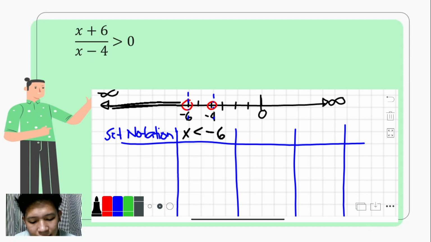And then, after that, let's proceed to our next partition. So, yung next partition natin ay ito po. So, yung in between negative 6 and negative 4. So, ibig sabihin, yung set notation natin, x yung nasa gitna. So, from negative 6. So, ibig sabihin, yung values ni x is what? From negative 6 to negative 4, it should be what? Greater than negative 6, and then, but less than negative 4. Okay po? So, ito po yung ating next partition.